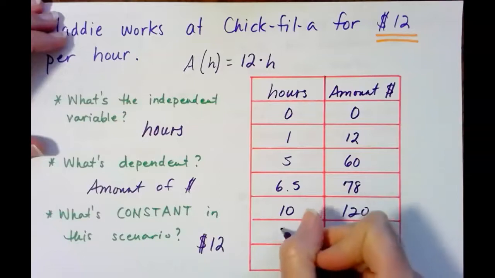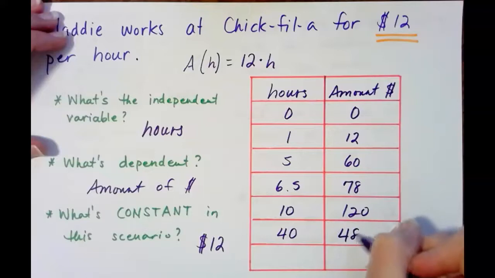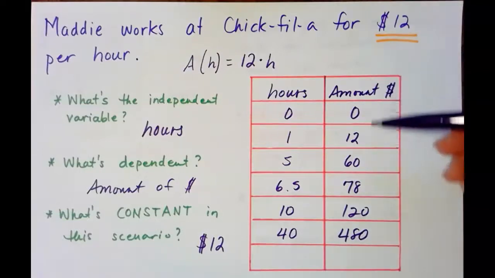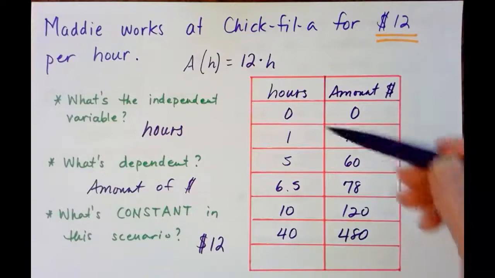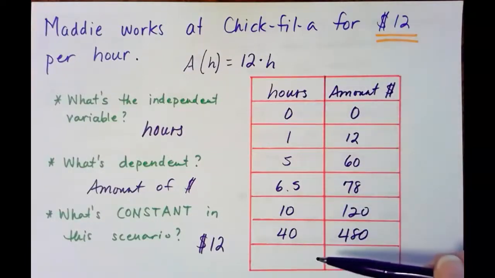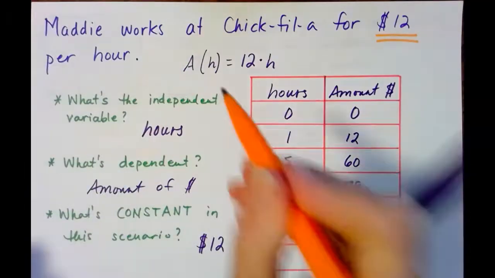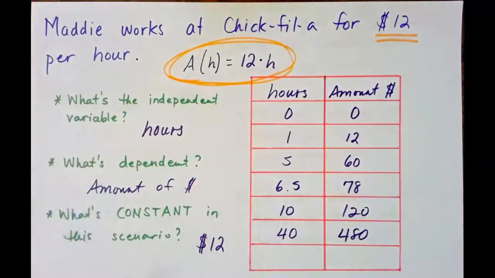So we'll just go for it. If she worked full-time, 40 hours for the week, she would make $480. So this is a direct variation. The amount of money that Maddie gets paid varies directly with the number of hours that she works. As the hours go up, the amount of money goes up. And this is our statement of variation here.